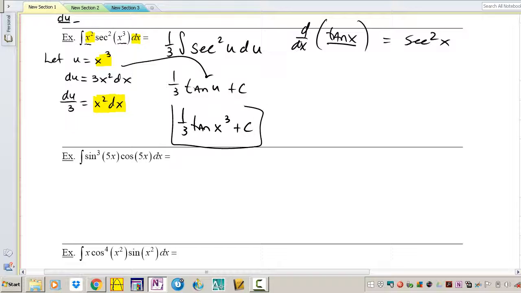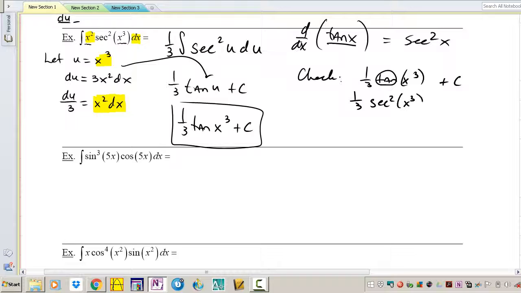Let's do the check. 1/3 tangent, not squared, sorry, tangent x cubed plus c. Take the derivative: the derivative of tangent is secant squared. Keep the inside, take the derivative of the inside, and multiply it to the outside, which is going to be 3x squared. And then plus 0, of course. The 3's go away, and you get x squared secant squared x cubed.